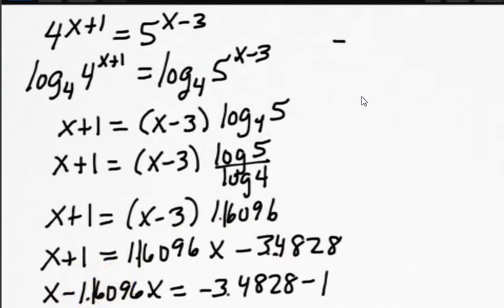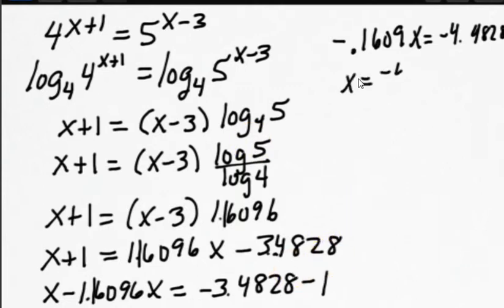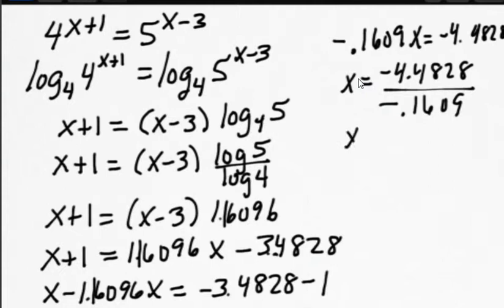So when I do x minus 1.16096x, that gives me negative 0.1609x equals, and then on the other side, negative 4.4828, because it's negative 3 minus 1. So then all I have to do to find x is equal to negative 4.4828 divided by negative 0.1609, and x ends up being the same thing that we got before. That's 27.8503. And for some reason I have a question mark next to that.